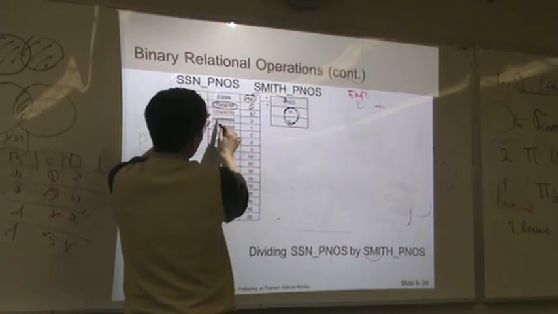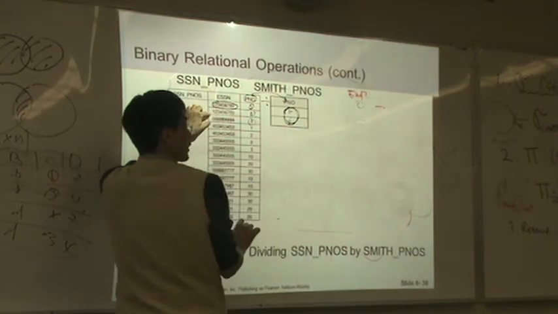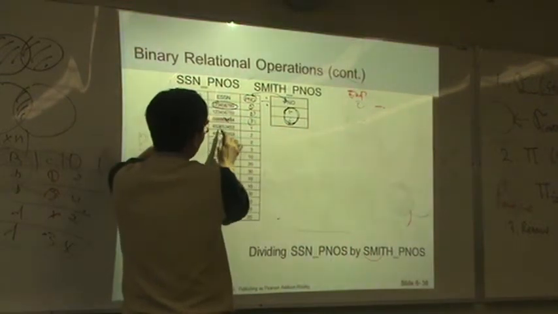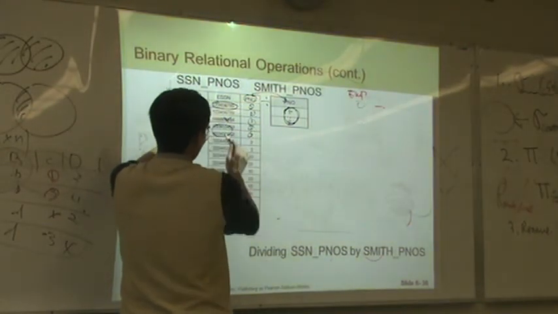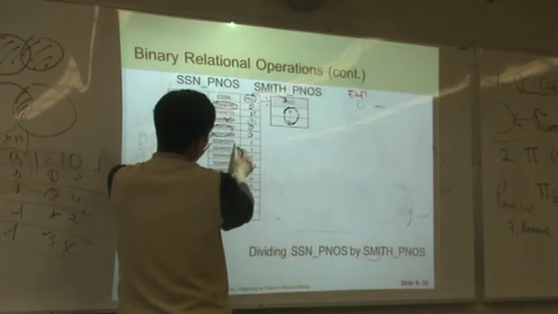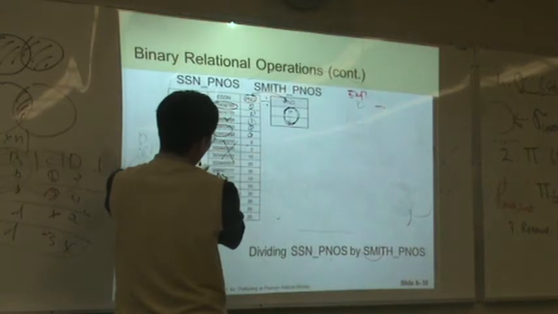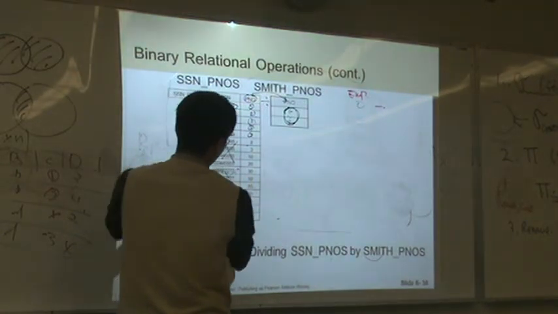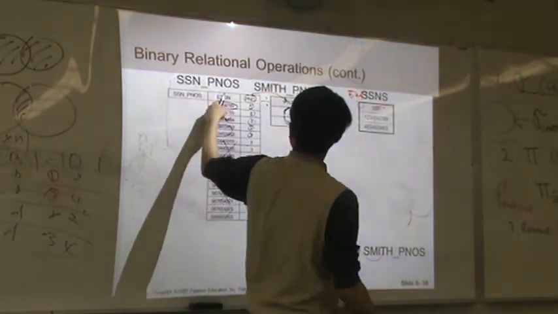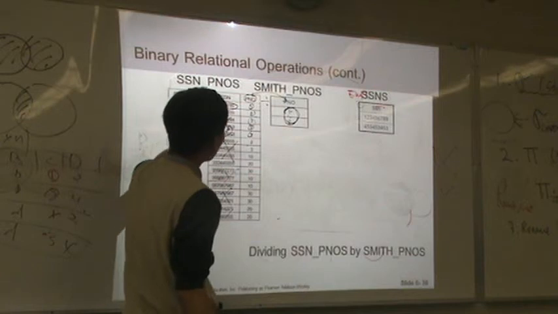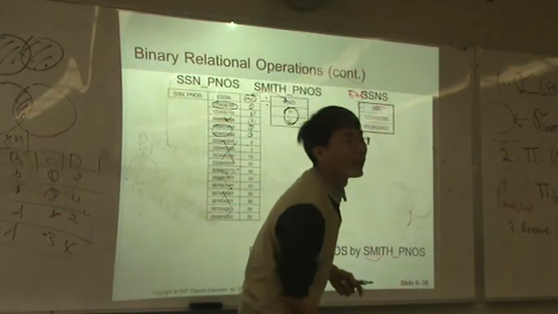What about 6688444? It has only PNO 3. So this is not. 453, 453, 1, 453, 453, yes. So this is okay. 333, 4455, 2, 3. There's no 1. So this is not. 999, 8877, no. So this time, the return is the SSNs that include all of the tuples in the denominator.